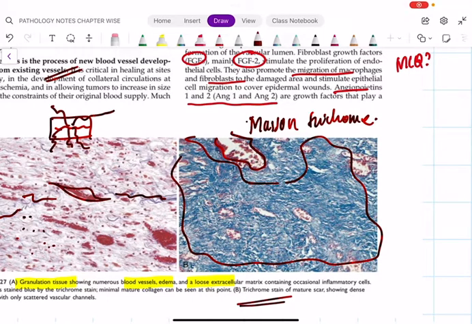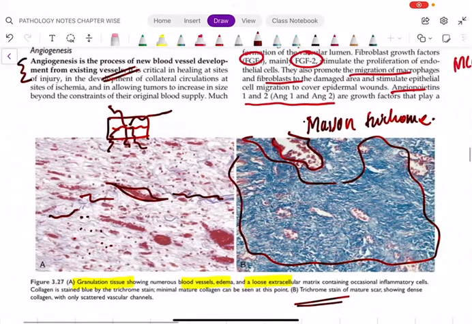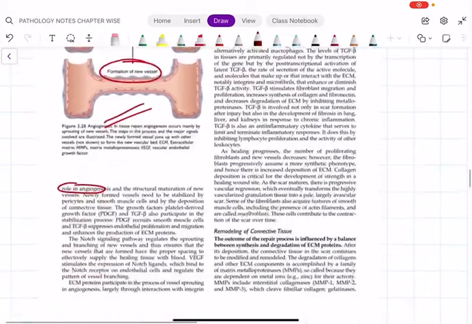So whenever you see this, you should immediately identify that it is a granulation tissue. This question has been repeatedly asked in all the exams. They will give a picture like this and ask what is it? Granulation tissue. Okay, granulation tissue. I hope that is very clear for you.